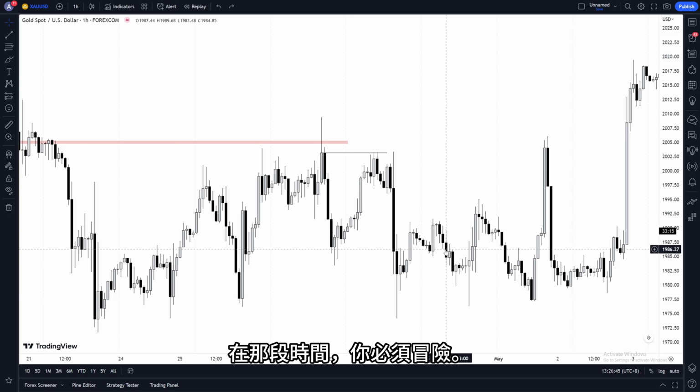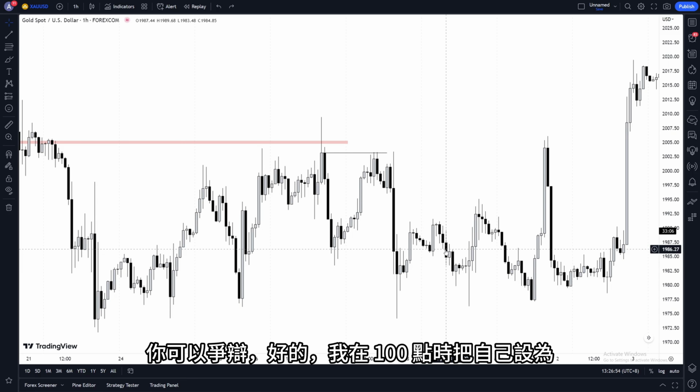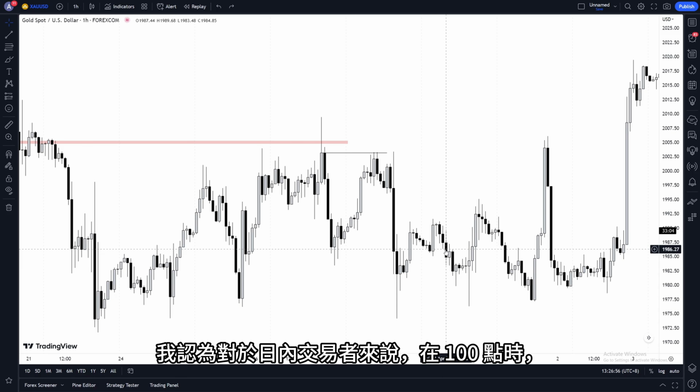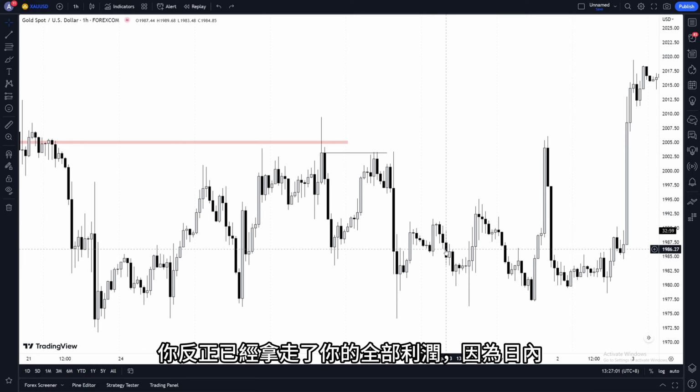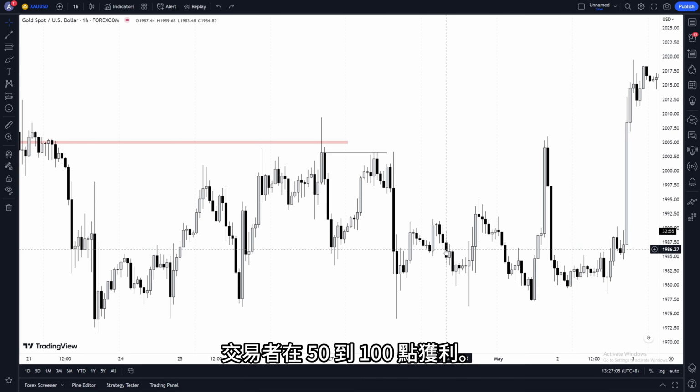And during that time, you have to risk it. That is the one risk that you have with news trades, is that you do not want to set yourself out to break even too early. You can argue, okay, I set myself out to break even at 100 pips. I argue that at 100 pips for an intraday trader, you're already taking your full profits anyway, because an intraday trader takes their profits at 50 to 100 pips. That's how I do it. Whether you want to follow it or not, that's up to you.